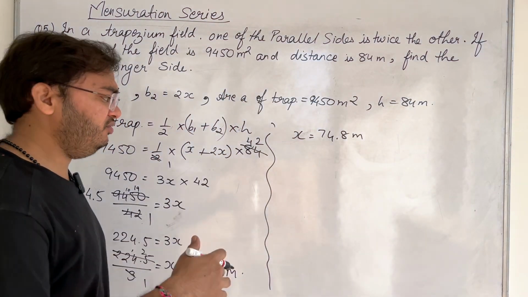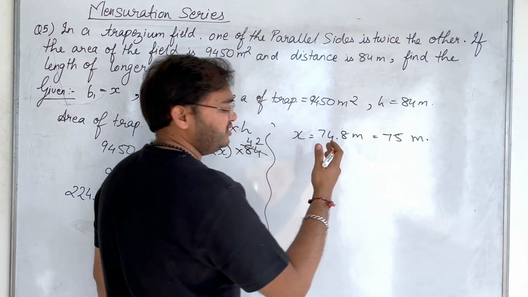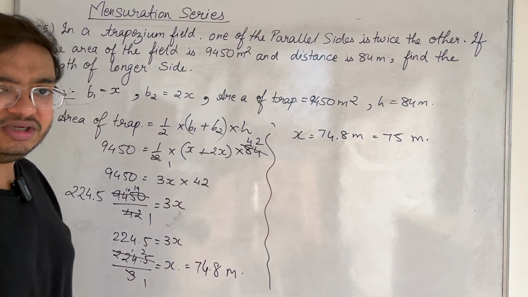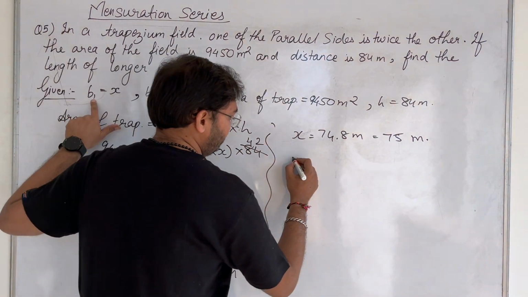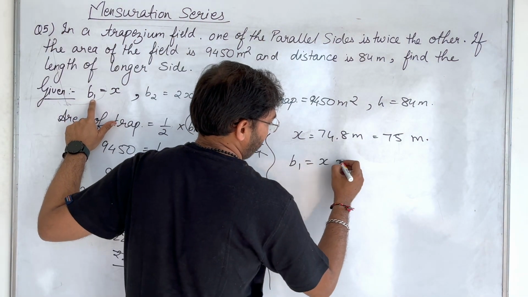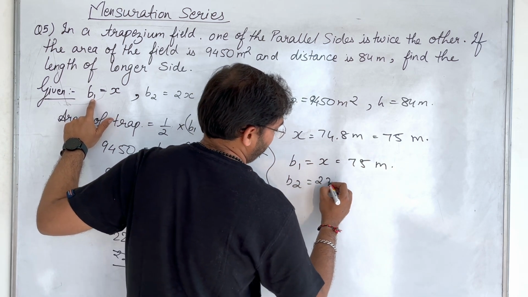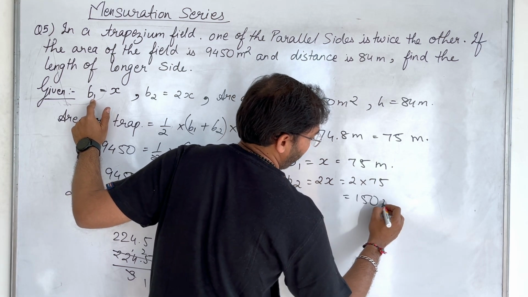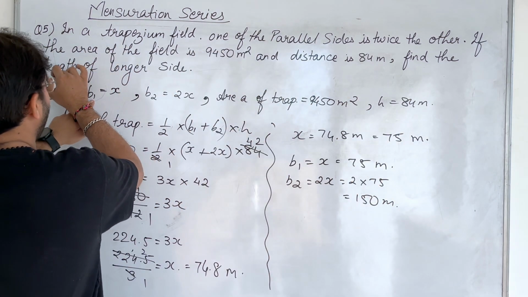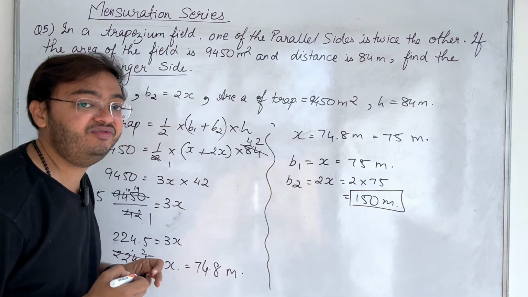That means if I take the nearest approximate value, it will become 75 meter, because 74.8 is approximately 75. So I got x, and what I have supposed as x is b1. So b1 is equal to x, which is equal to 75 meter, and b2, which is twice, so 2x, is equal to 2 into 75, which is equal to 150 meter. We have to tell the length of the longest side. Therefore the longest side is 150 meter.